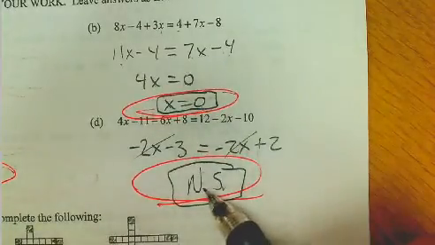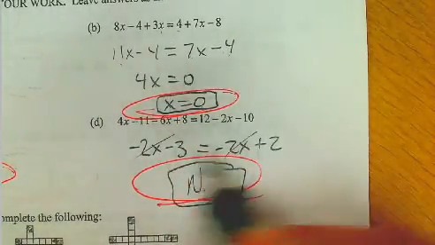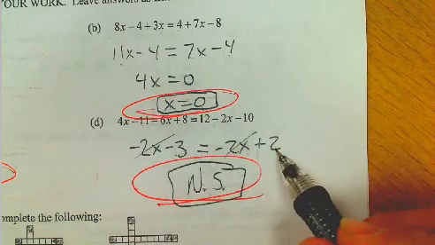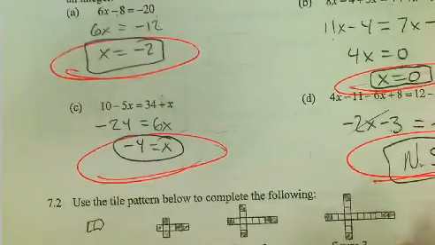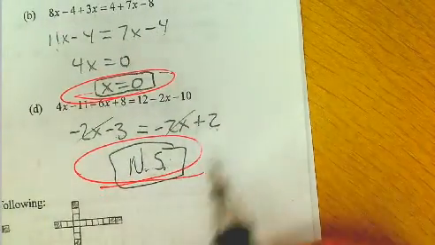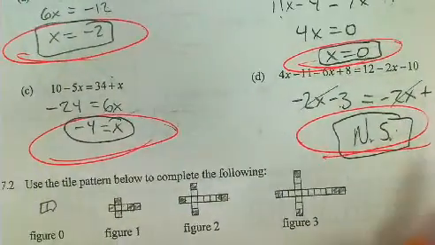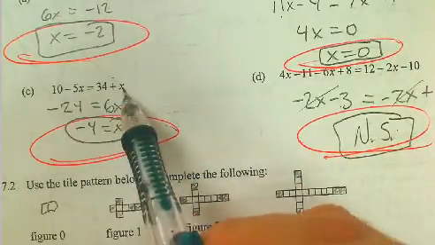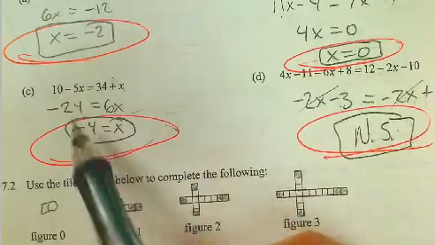This one's no solution, because when I add 2x to both sides, they cancel out, and I'm left with something that's not true. I'm left with negative 3 is not equal to 2, so it's no solution. If it was true, negative 3 equals negative 3, then it would be all real numbers. Let's see. I added 5x to both sides. I subtracted 24 from both sides.